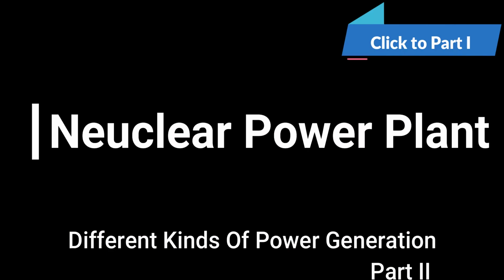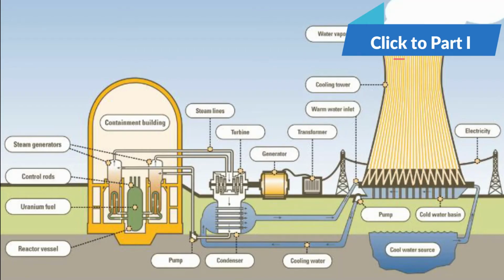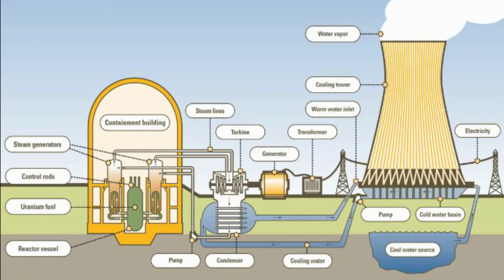This is Amy. Now let's talk about nuclear power plants. A nuclear power plant works by converting nuclear energy into electricity. The heat from the nuclear reactor is used to convert water into steam. The pressurized steam is then used to spin turbines connected to a generator.